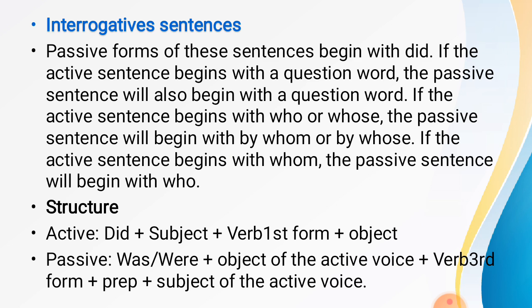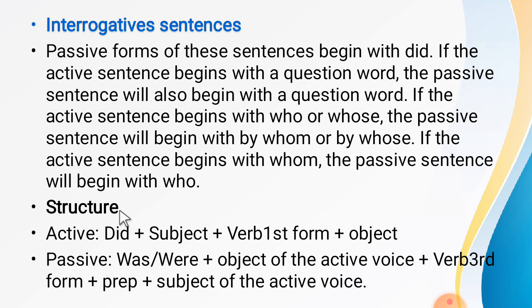Now we have interrogative sentences. The passive form of these sentences begins with was or were. As we already know, we put the helping verb at the beginning in interrogative sentences. If the active sentence begins with a question word, the passive sentence will also begin with a question word. If the active sentence begins with who or whose, sometimes we have who or whose question sentences, the passive sentence will begin with by whom or by whose. So we just put by whom or by whose in it. If the active sentence begins with whom, the passive sentence will begin with who.